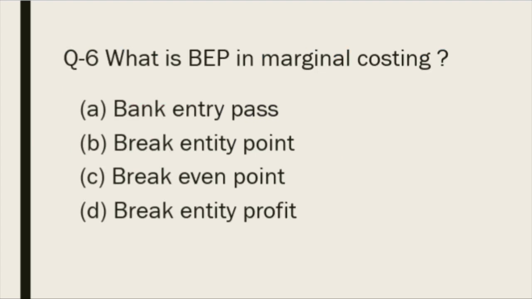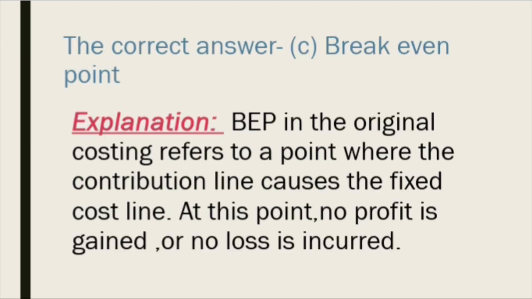Next question. What is BEP in marginal costing? The options are bank entry pass, break entity pass, break even point, break entity point. And the correct answer is break even point. The explanation is that BEP in marginal costing refers to a point where the contribution line crosses the fixed cost line. At this point, no profit is gained or no loss is incurred.